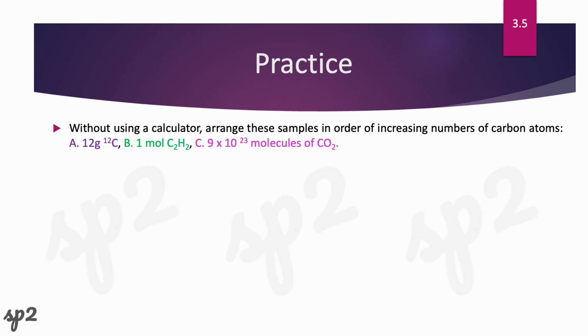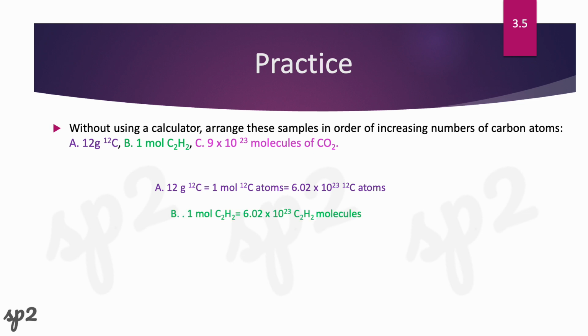Okay, so here is our practice. It says, without using a calculator, arrange these samples in order of increasing numbers of carbon atoms, and I have 3 options. For option A, we have 12 grams of carbon. Using the molar mass of carbon, we're going to get 12 grams per mole. That means we have 1 mole of carbon, which is going to be 6.02 times 10 to the 23 carbon atoms.